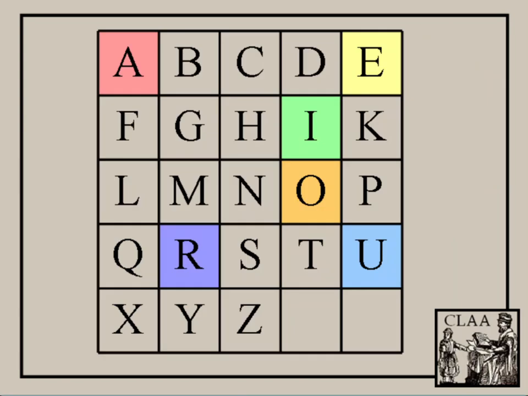Now let's go on and learn the next consonant. Point to the dark blue box and look carefully at this consonant. This consonant is R. R. If you have a hard time saying R, you can just say R. R.